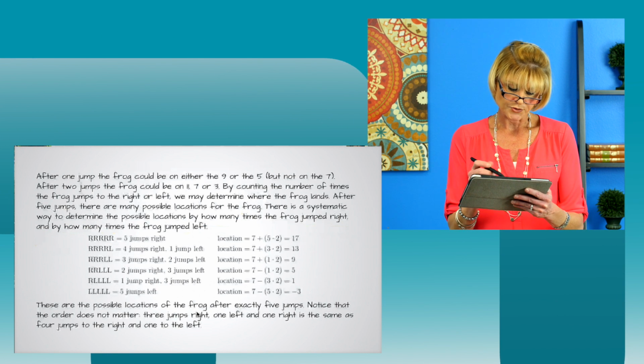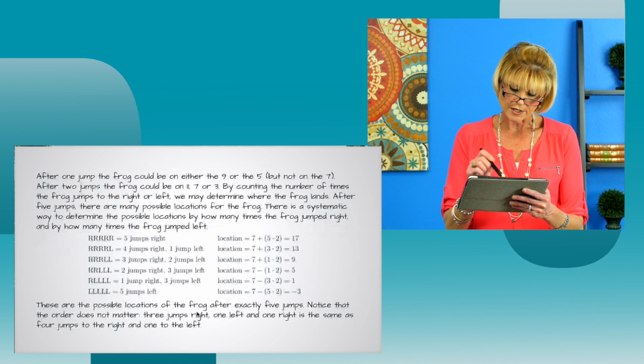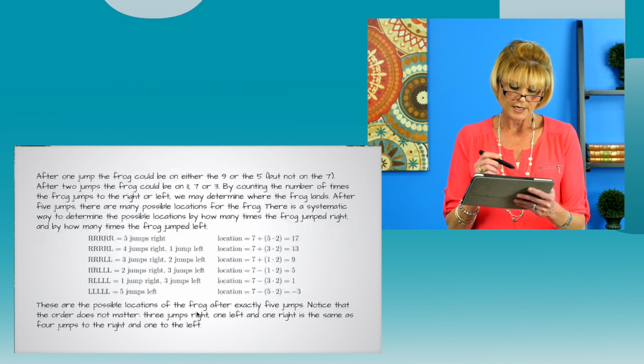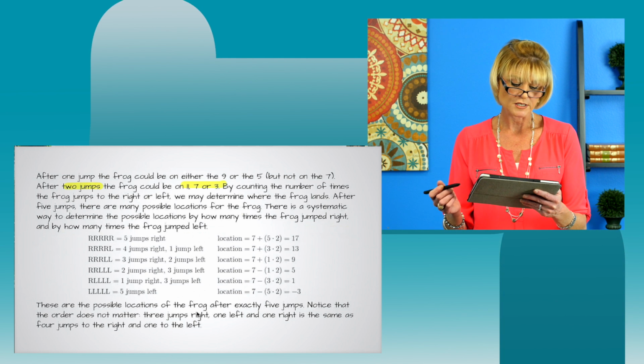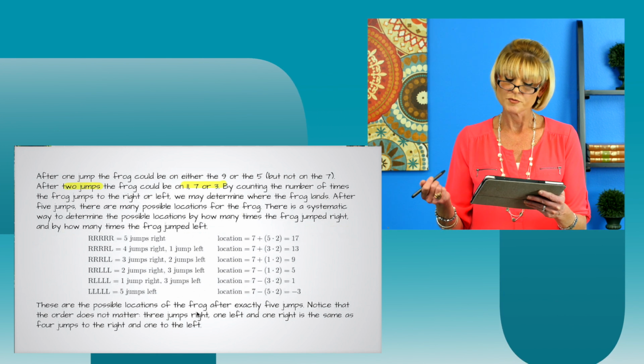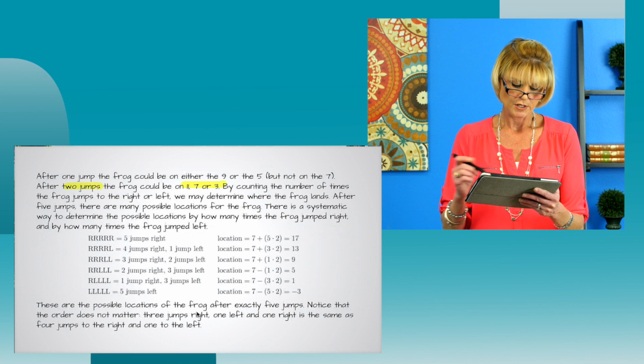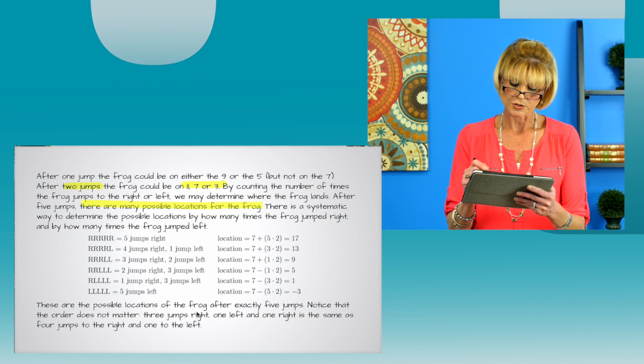So, after one jump, the frog could be on either the 9 or the 5, but not the 7. After 2 jumps, he could be on 11, 7, or 3. By counting the number of times he jumps, we can determine where he lands. After 5 jumps, there are many possible locations for the frog.